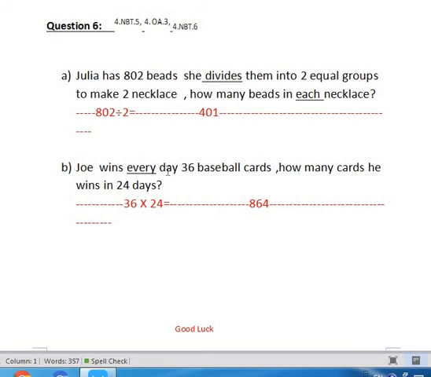Joe wins 36 baseball cards every day. How many cards does he win in 24 days? Okay, every day 36. I want to know in 24 days. 36 times 24 will give you 864.